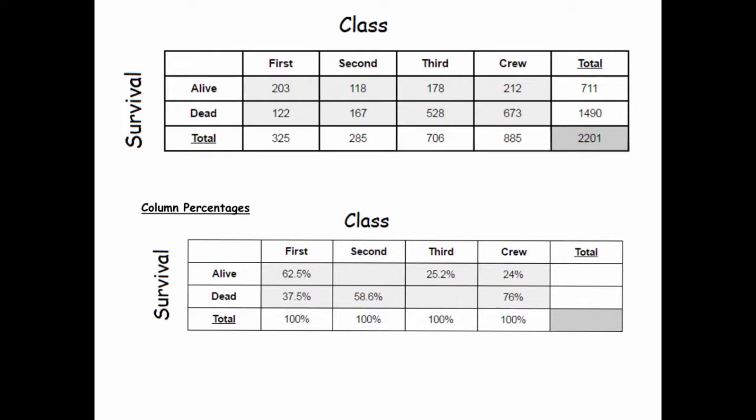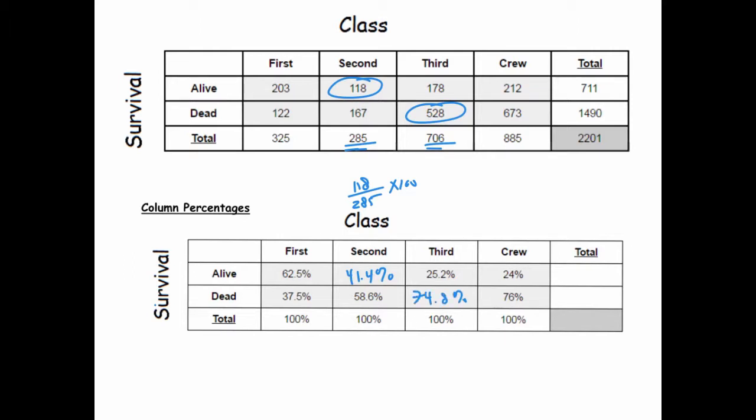So just again, to review how to turn these into percentages. If I take this 118 people and divide by the 285 total people who are in second class, 118 divided by 285 times 100, that produces 41.4%. Similarly, you would take 528 divided by 706, and you should get 74.8%.